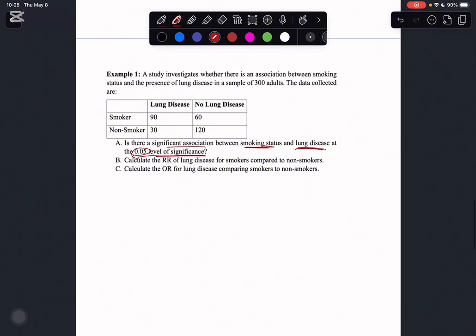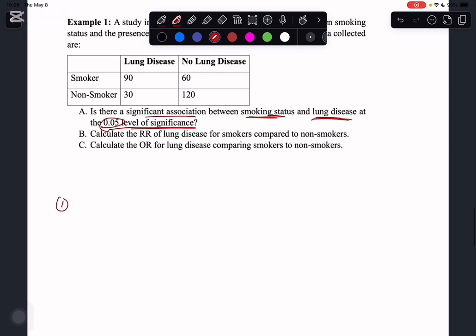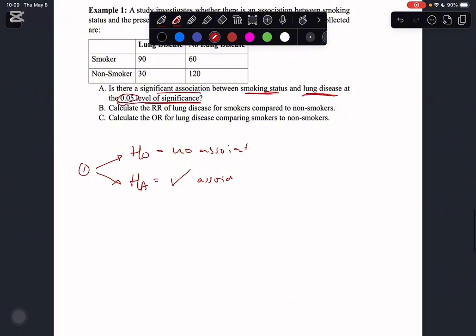Okay, so what did I say first? We're going to write the null hypothesis. Okay, the null hypothesis, no association. Of course, they wrote the whole thing: there is no association between smoking status and lung disease. The alternative hypothesis states that there is an association between lung disease and smoking status. Okay, we finished the first part.